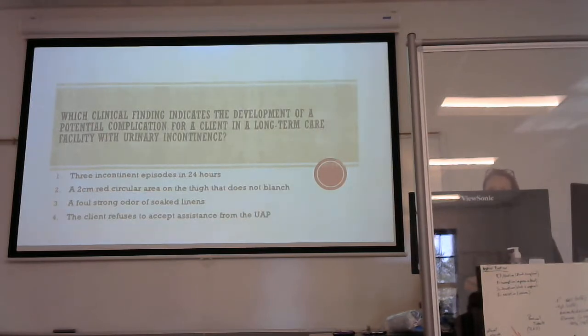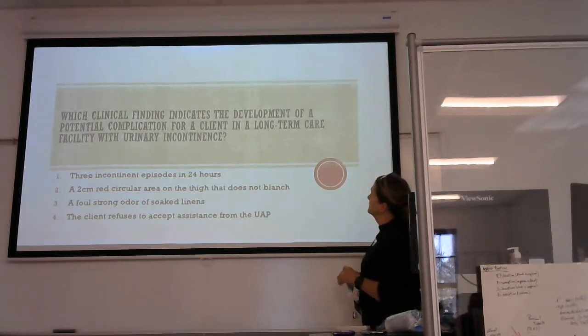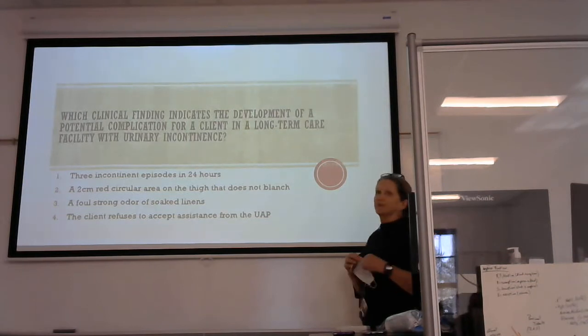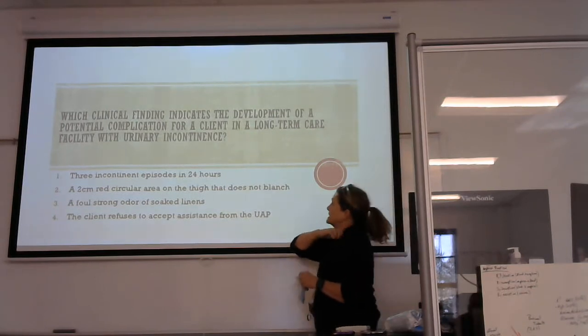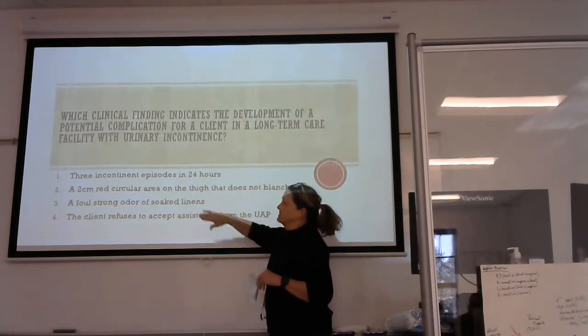Good. Which clinical finding indicates the development of a potential complication? Nicole? I choose three. Three? Okay. Anybody put something else? Two. Two? Okay. Anybody put one? Got a couple of ones. And how about four? All right. So we're good getting rid of four. So we're looking for complications that would concern us because our patient has urinary incontinence. So three incontinent episodes in 24 hours.